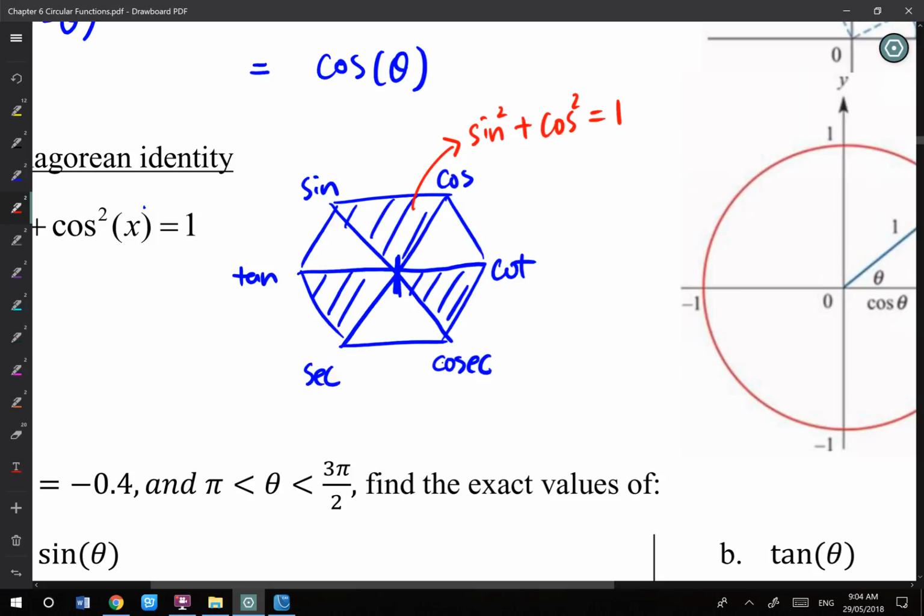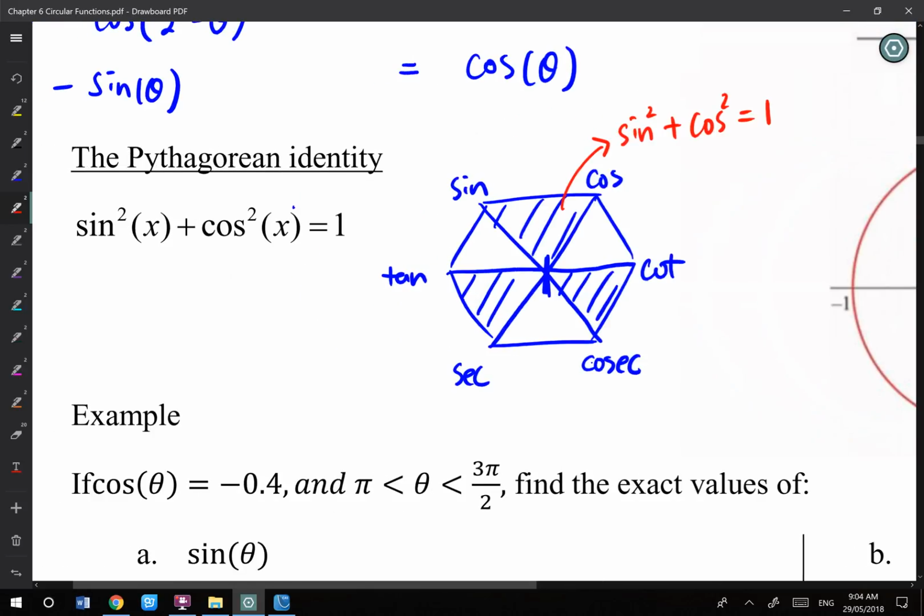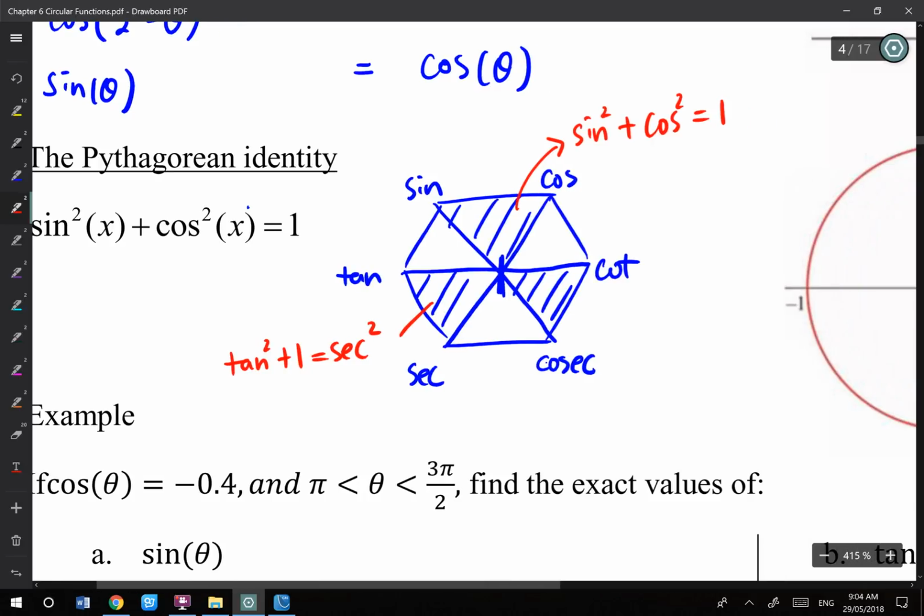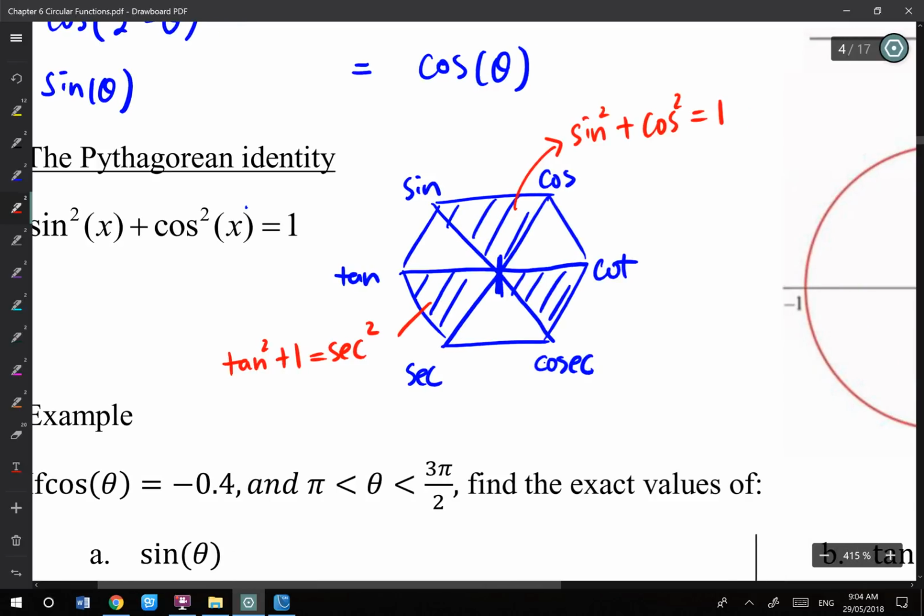The next triangle, you can do in a similar way. The horizontal two add up to give you the corner. So it's tan squared plus 1 gives you sec squared. That's how I remember it. I never remember this formula, I always see this hexagon. And then the last one, the horizontal two give you the corner: 1 squared plus cotan squared gives you cosec squared.